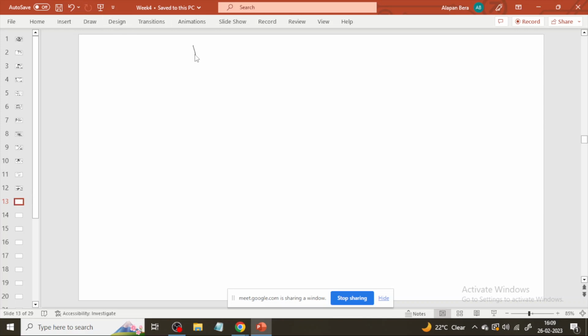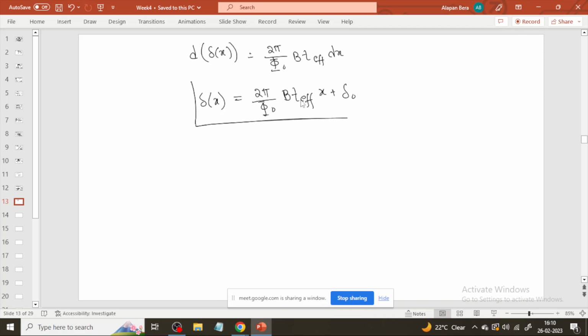So the equation was like this. Now let's integrate this. So by doing the integration over x, what do we get? Plus some constant that we can represent by delta naught. Okay, so this is the final form of this spatial evolution of this phase factor delta, or the phase difference.